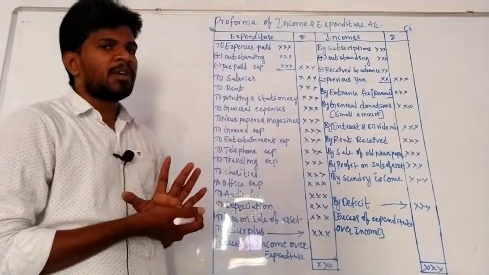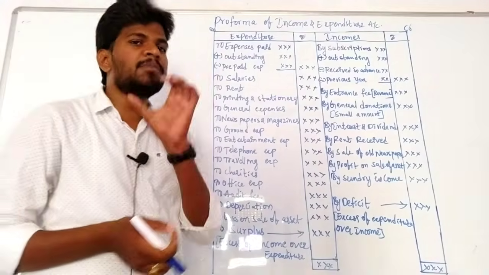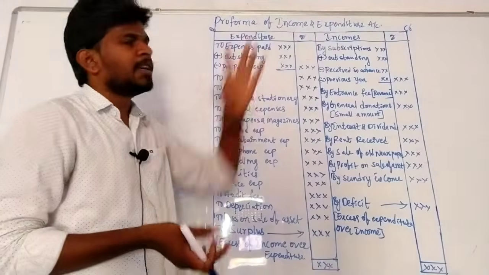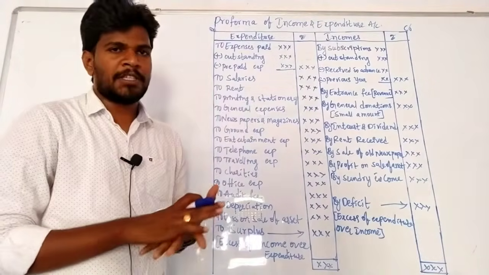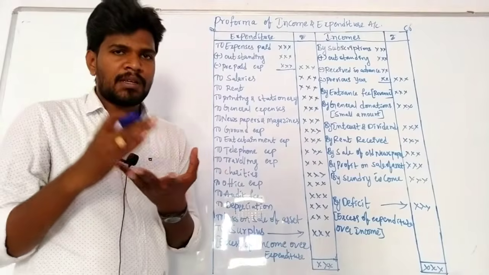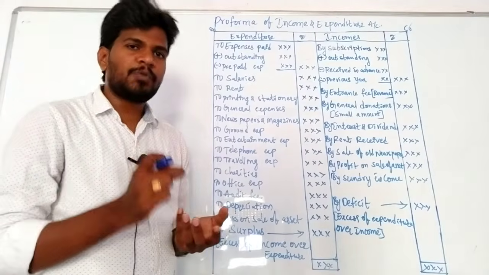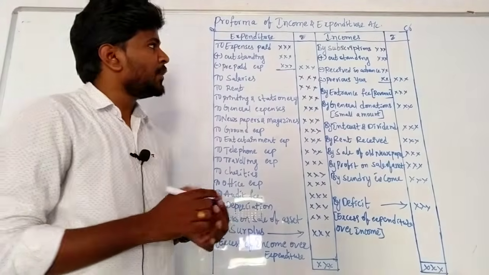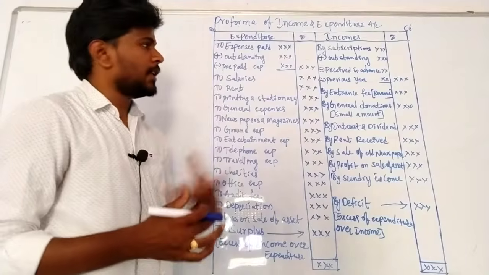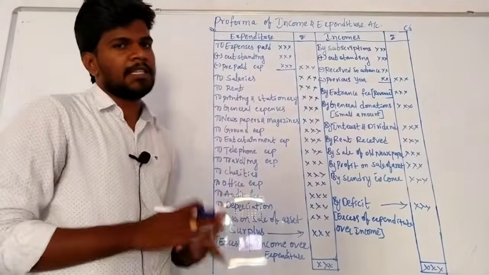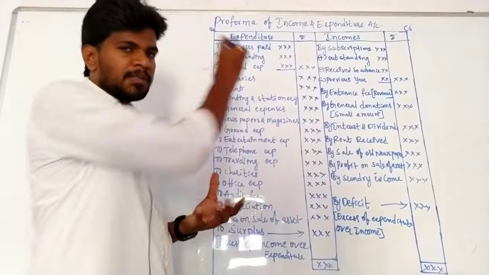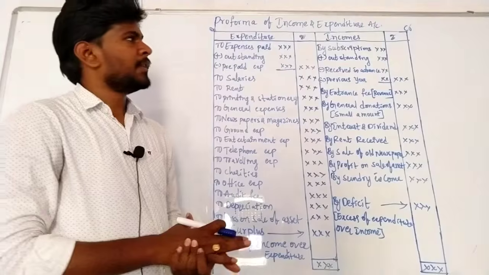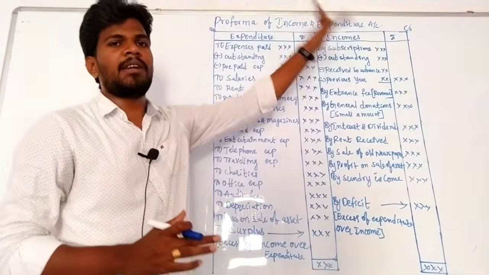Another important thing: only revenue items are considered at the time of preparation of income and expenditure account. If you don't know regarding revenue items, please do watch the introduction video, then you can understand better. Revenue means regular payments, regular receipts. Only the regular expenditure and only the regular incomes we have to take at the time of preparation of income and expenditure account.